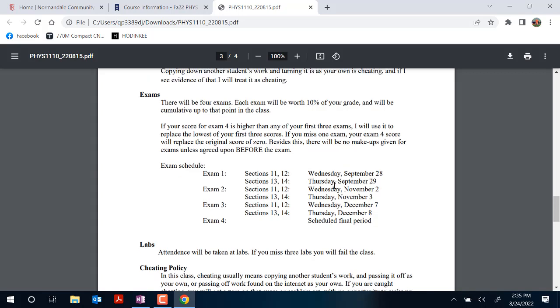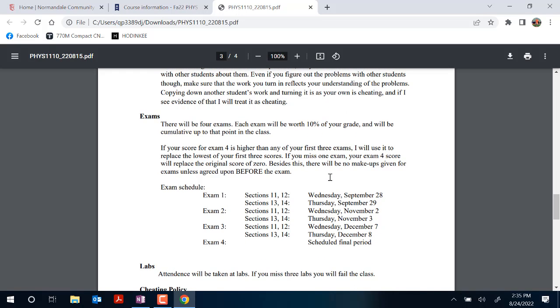And like all these other things, exams are cumulative. So when you take exam 3 on December 7th, that's still gonna, that still can have material on it from this week. Any questions about the exams or any of those other grading criteria?